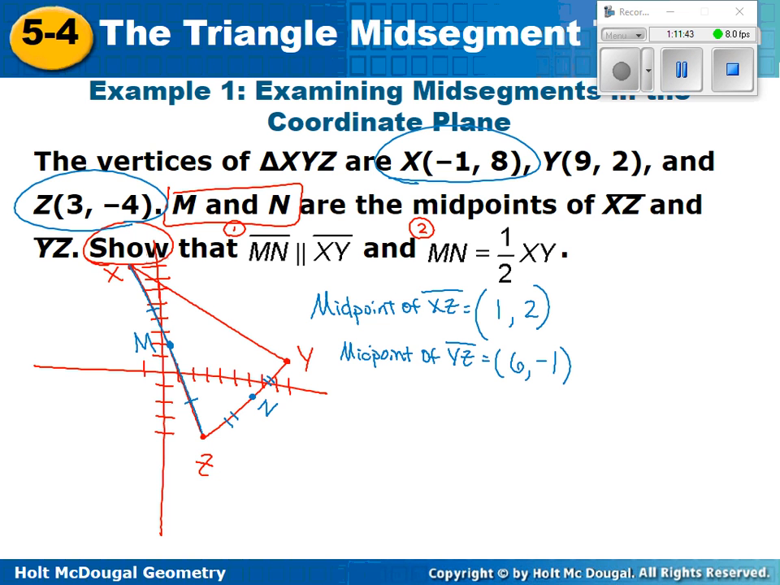And then they want us to prove some things about line segment MN. So I'm going to go ahead and draw that line segment in. And what do we know about MN according to today? What's it called?